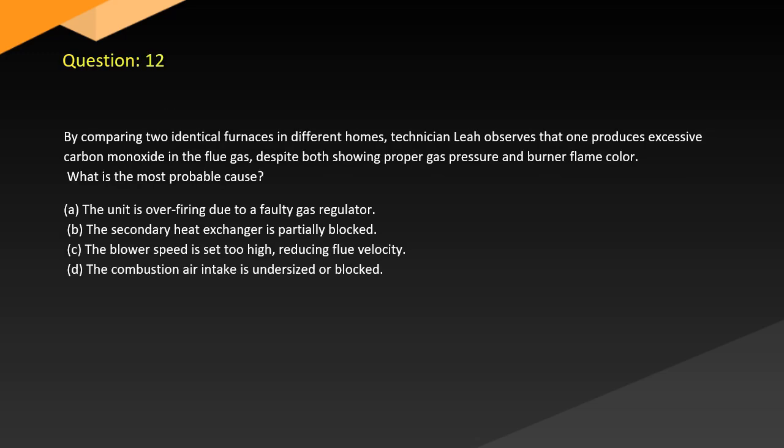Question 12. By comparing two identical furnaces in different homes, technician Lee observes that one produces excessive carbon monoxide in the flue gas, despite both showing proper gas pressure and burner flame color. What is the most probable cause? A. The unit is overfiring due to a faulty gas regulator. B. The secondary heat exchanger is partially blocked. C. The blower speed is set too high, reducing flue velocity. D. The combustion air intake is undersized or blocked.